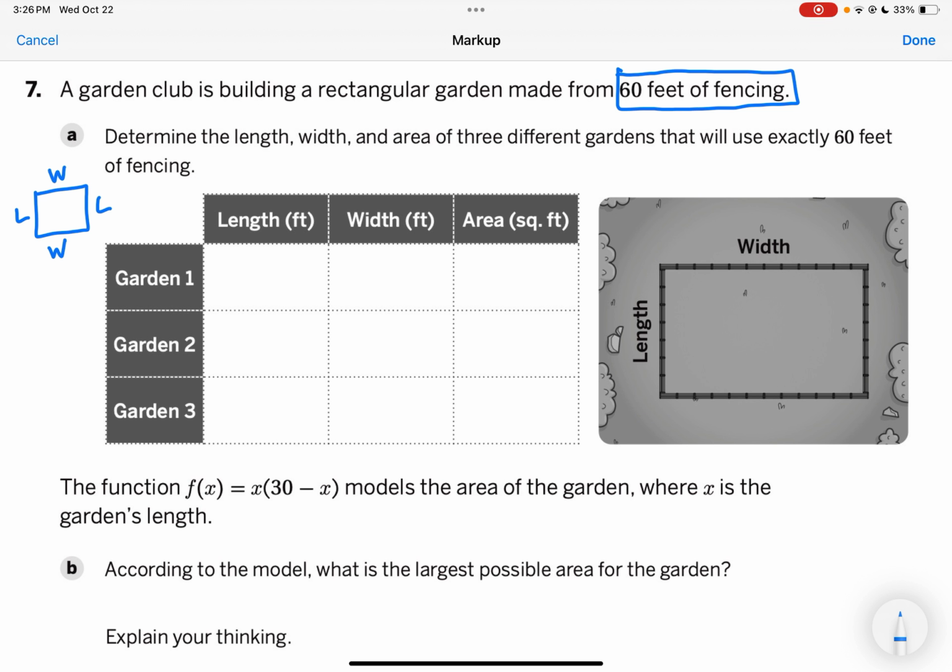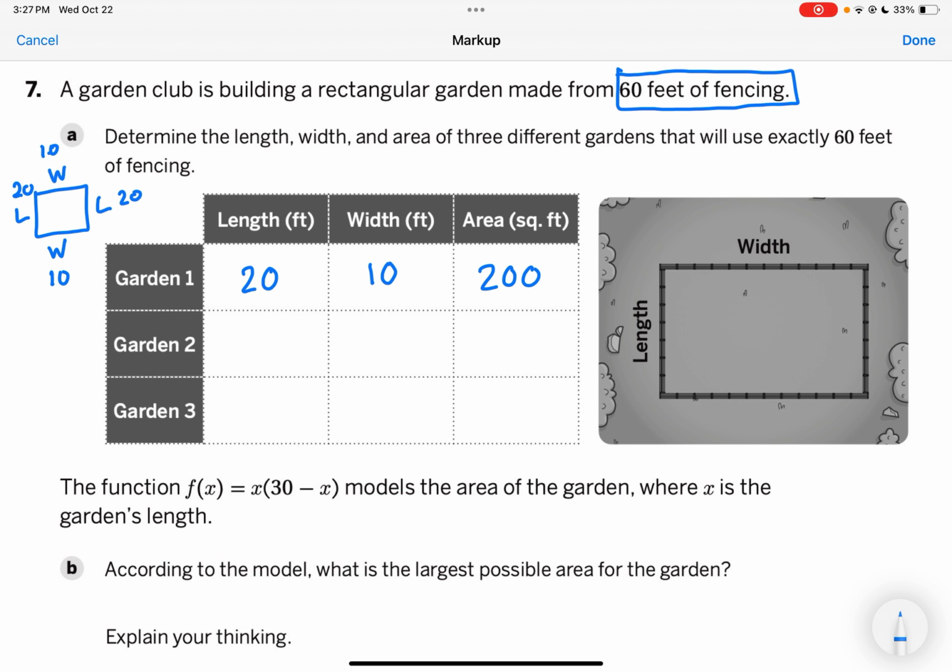Okay, so let's think of some ways we can get 60. So if I have a width of 10, that means that I have 10 plus 10, which is 20. I need 40 more to make 60, so my length has to be 20. Okay, because 20 plus 10 plus 20 plus 10 equals 60. So that's 200 square feet.